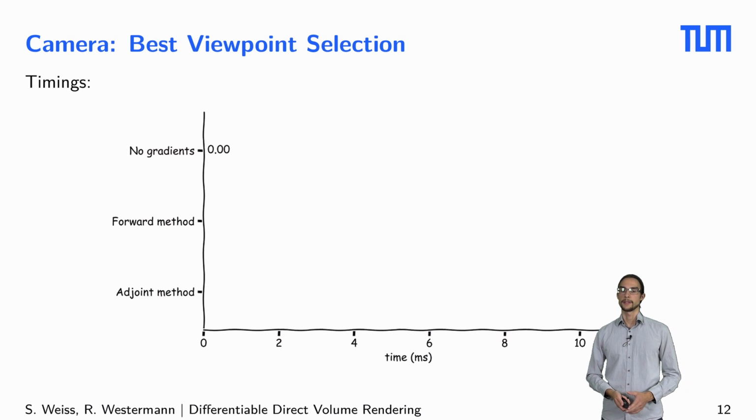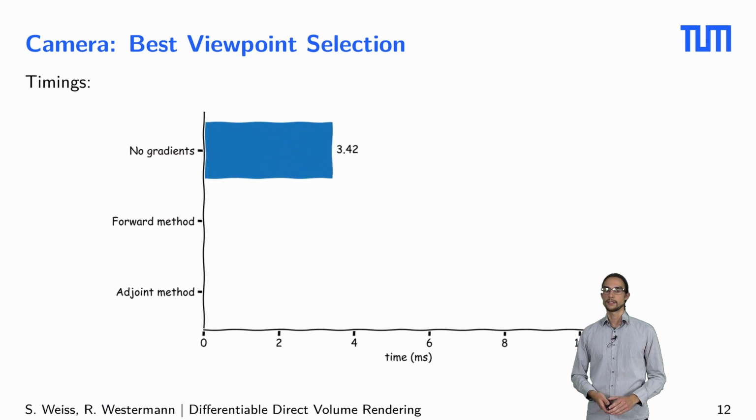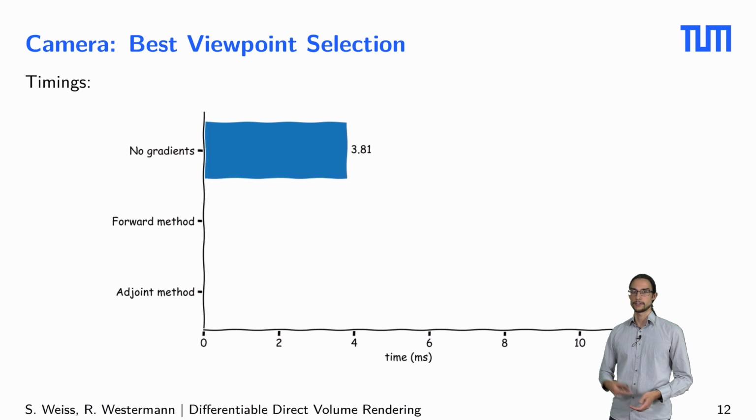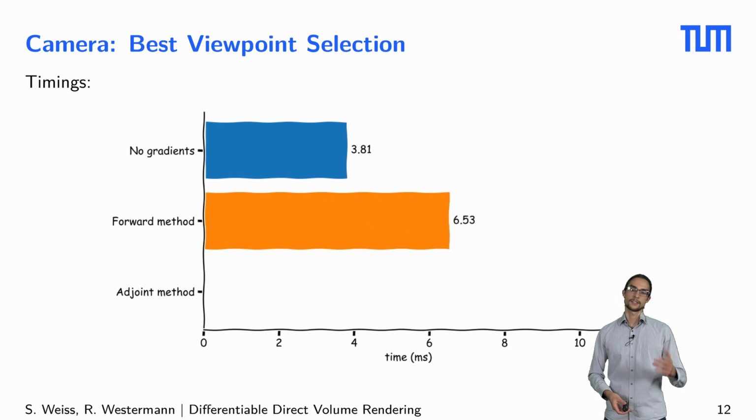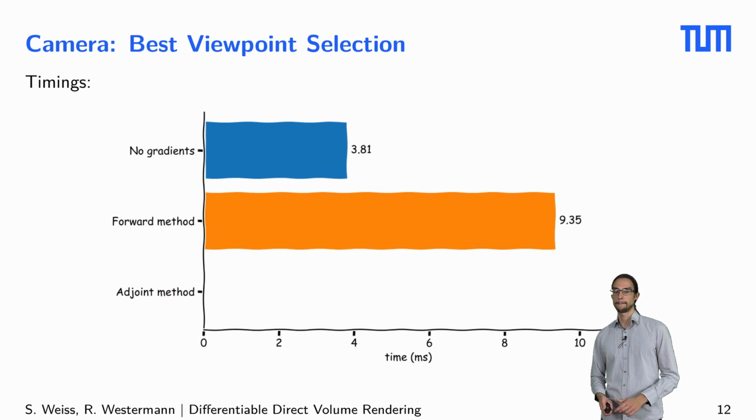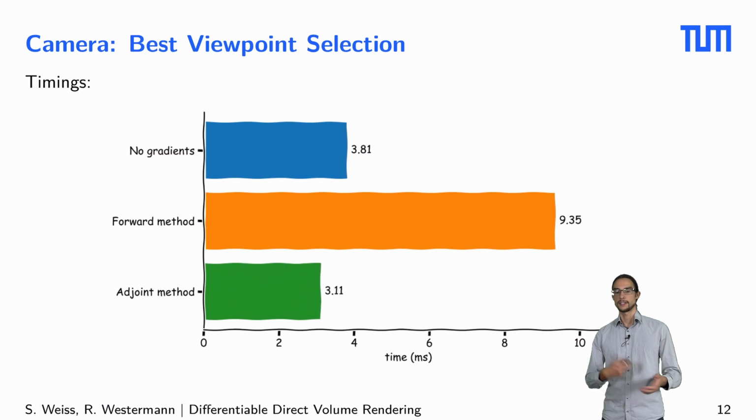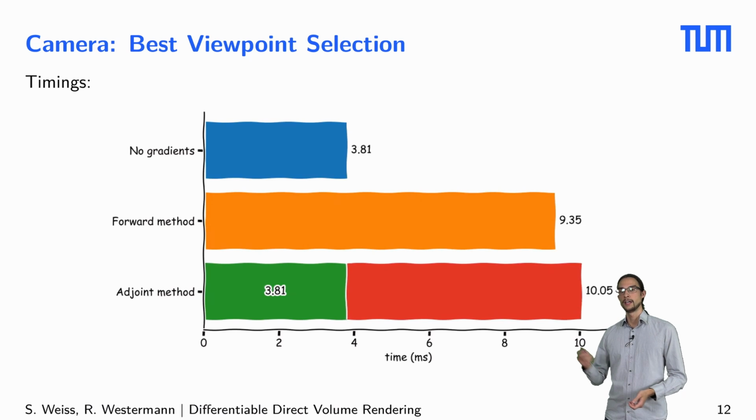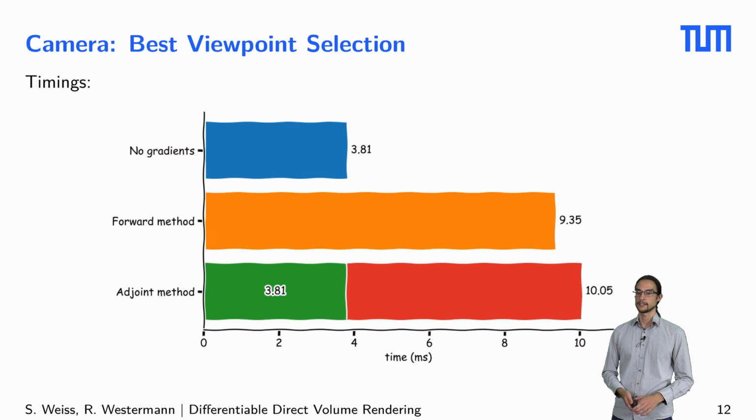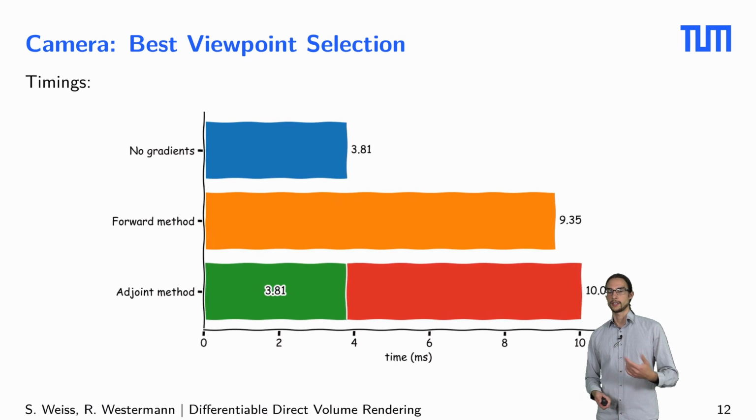Let's have a look at the timings. Without gradients, our renderer takes 3 to 4 milliseconds to evaluate this image. The forward method requires around 9 milliseconds. The Adjoint method first has to evaluate the image without gradients and then performs the backward pass, giving rise to around 10 milliseconds. So in this case, for camera optimization, the forward method is slightly faster.